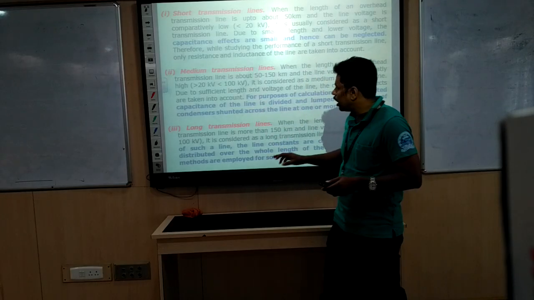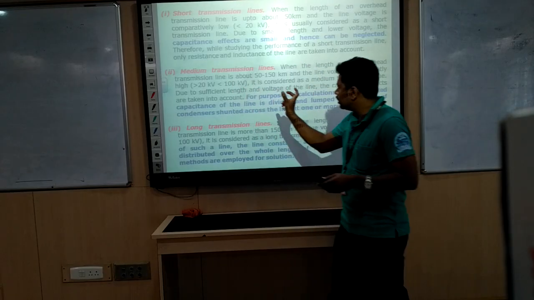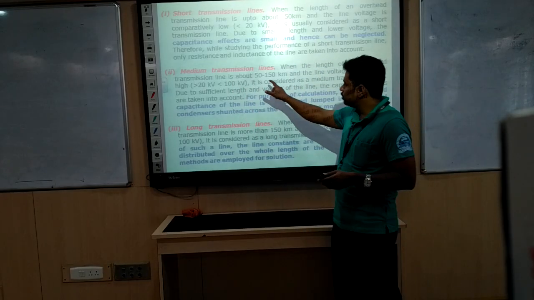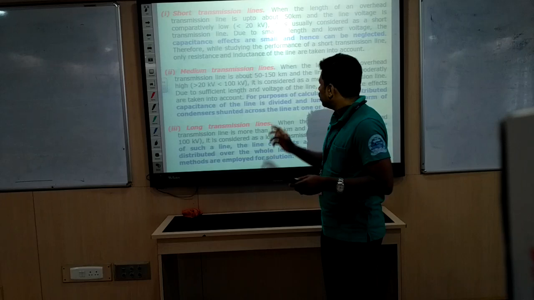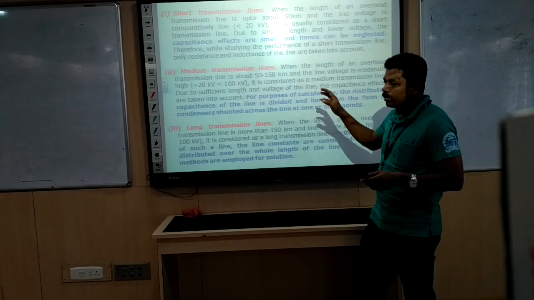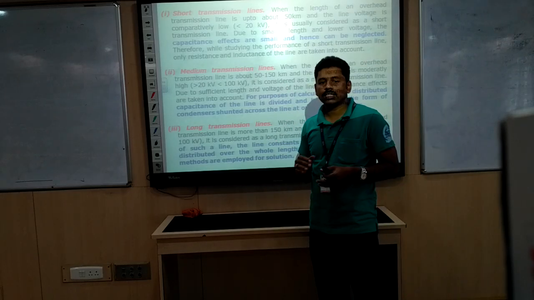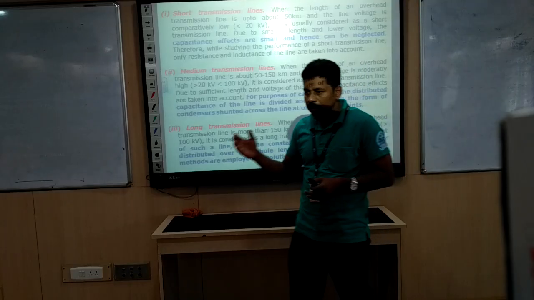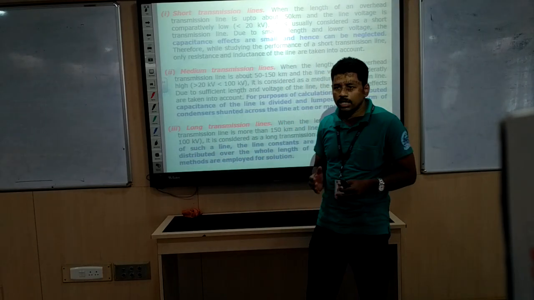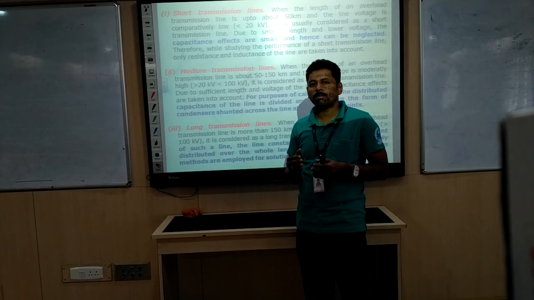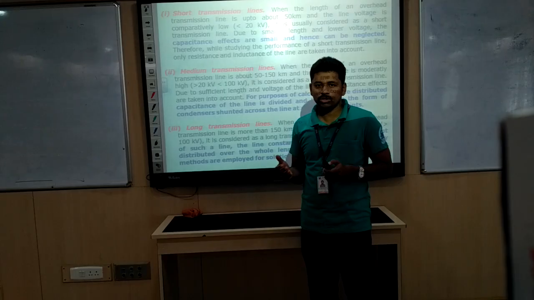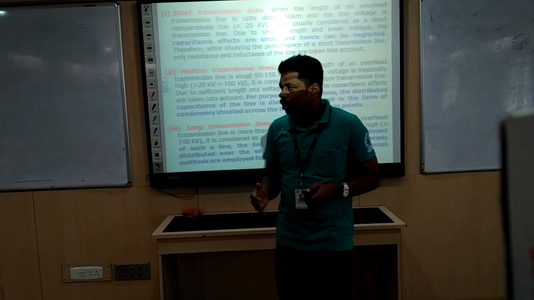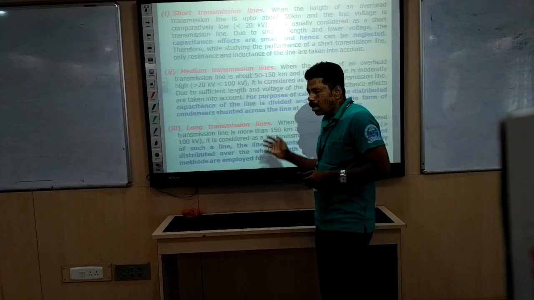In a medium transmission line, as we discussed, the working voltage is 20 to 100 kV and the line length is between 50 to 150 km. So here we consider all three: resistance, inductance, and capacitance. The main thing is that all three parameters are lumped. If we compare the practical value with the theoretical computation using these assumptions, there is a slight mismatch. To overcome that, we have to go for the long transmission line.